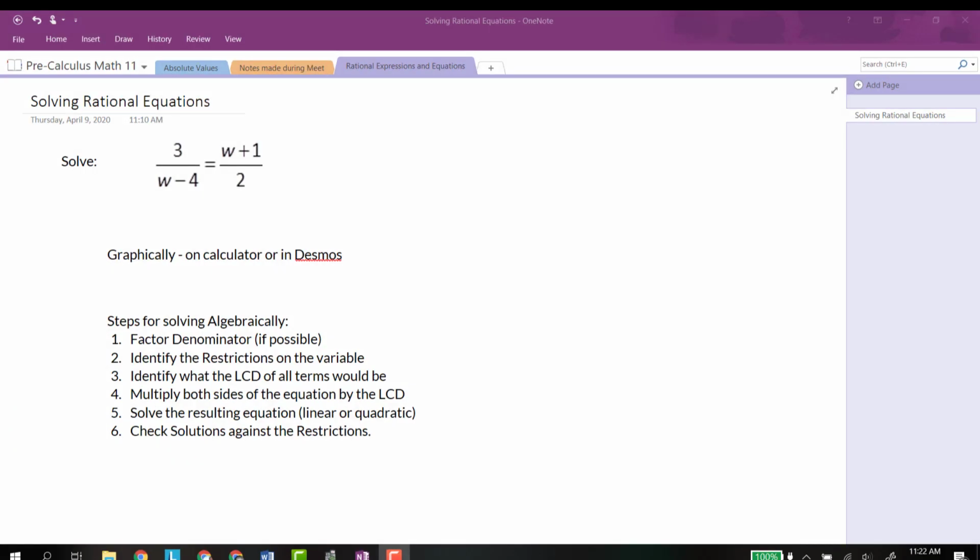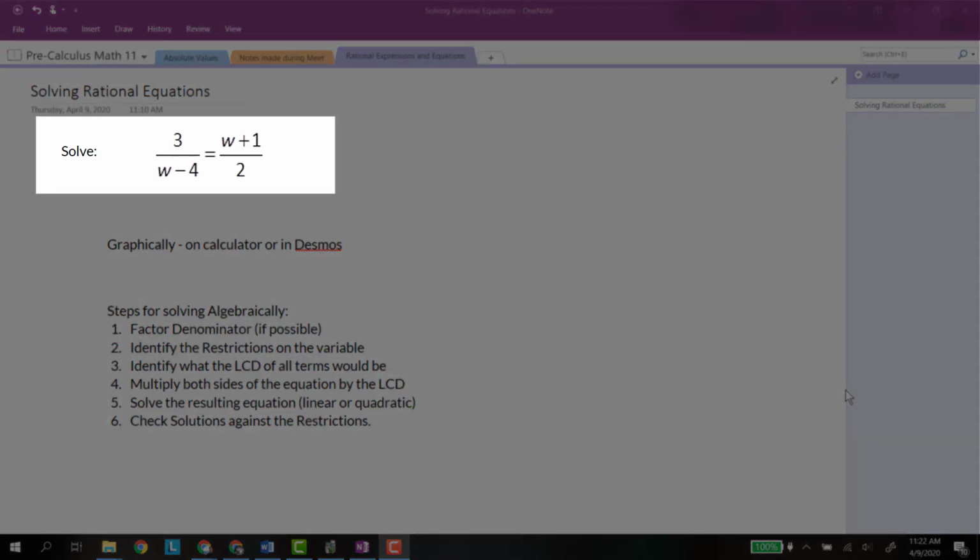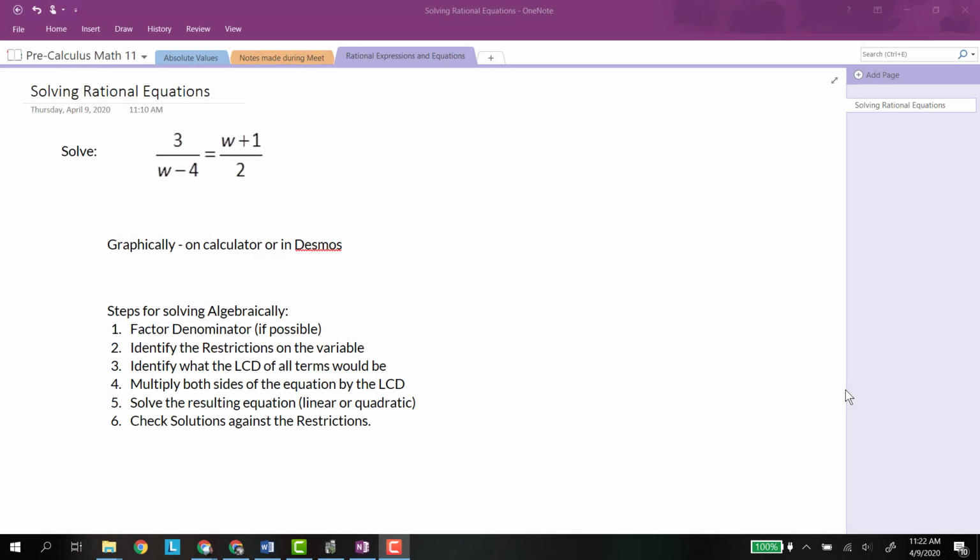Today, solving rational equations. Alright, hey guys, nice to have you here. Let's take a look at methods for solving rational equations. So we've got this nice equation here, 3 over w minus 4 equals w plus 1 over 2. And we want to look at first doing a graphical solution and second doing an algebraic solution.